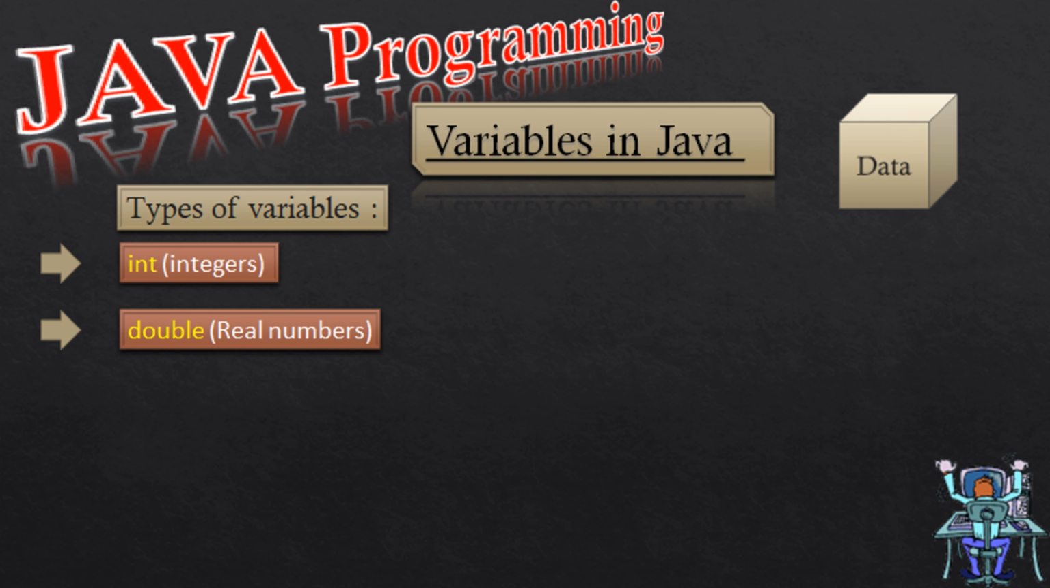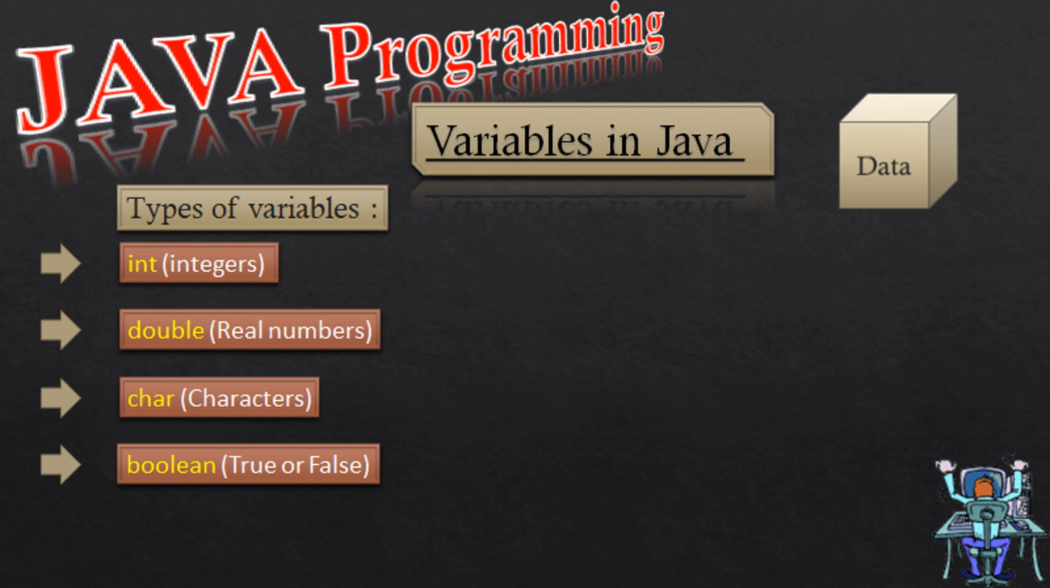The next variable type is char, which is a character. This is a variable that stores only characters. Another type of variable is boolean. This type of variable stores only one of two values, so it can be either true or false. Another type of variable is called string. This type of variable can store text data, like messages, for example.